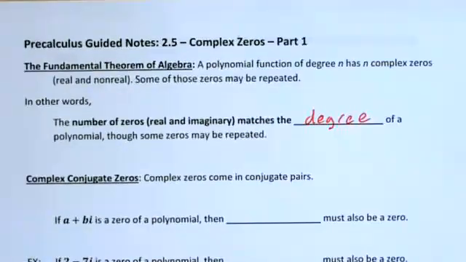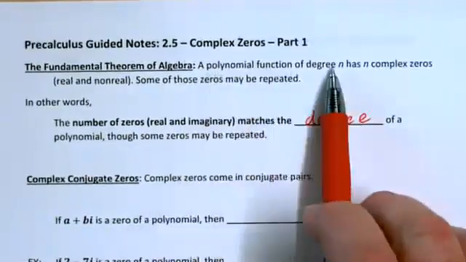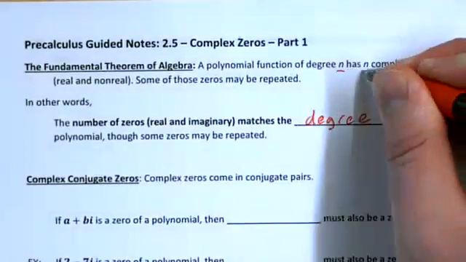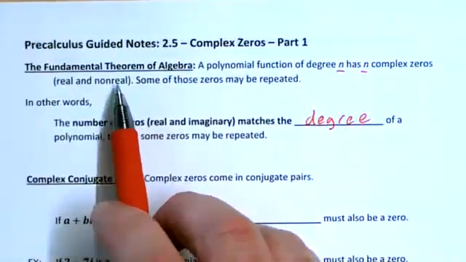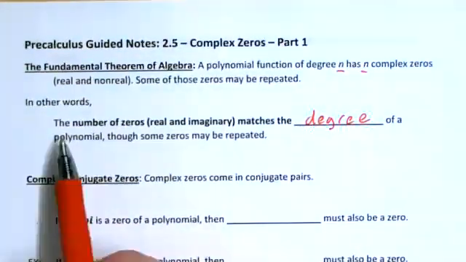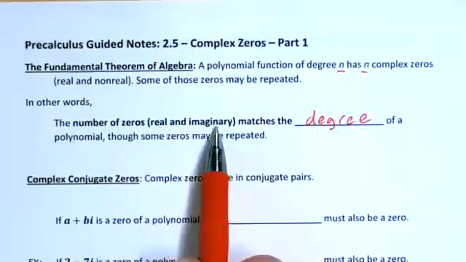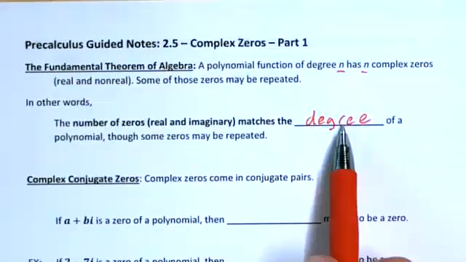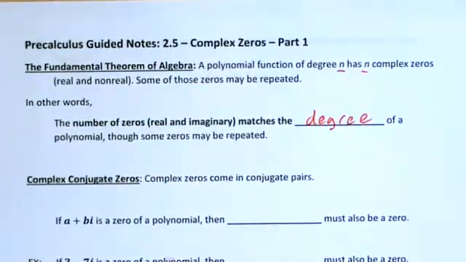Today we'll be covering a couple of important theorems, the first of which is the fundamental theorem of algebra. It states that a polynomial function of degree n has n complex zeros. The zeros might be real or non-real, and some of those zeros may be repeated. In other words, the number of zeros that you're going to see for a polynomial, both real and imaginary zeros, matches the degree of the polynomial, and some zeros may be repeated.